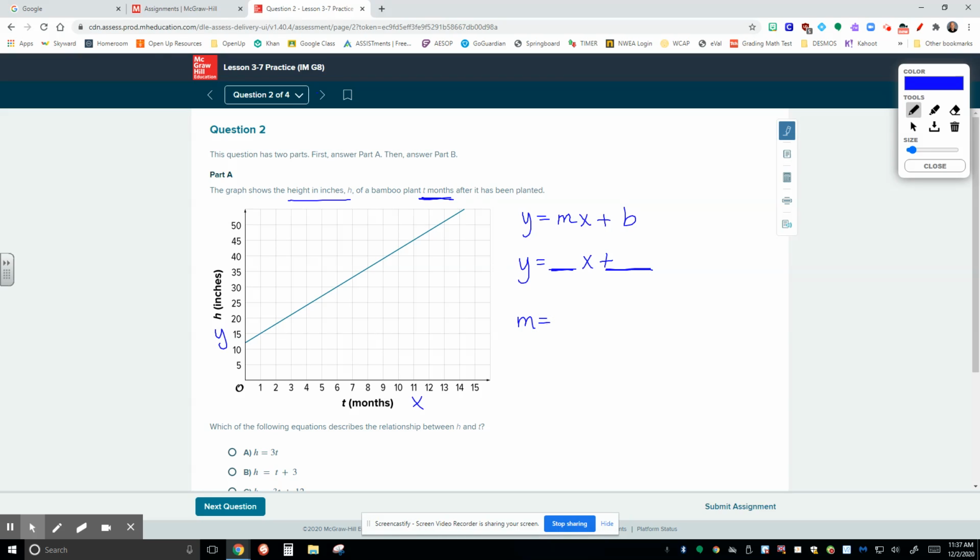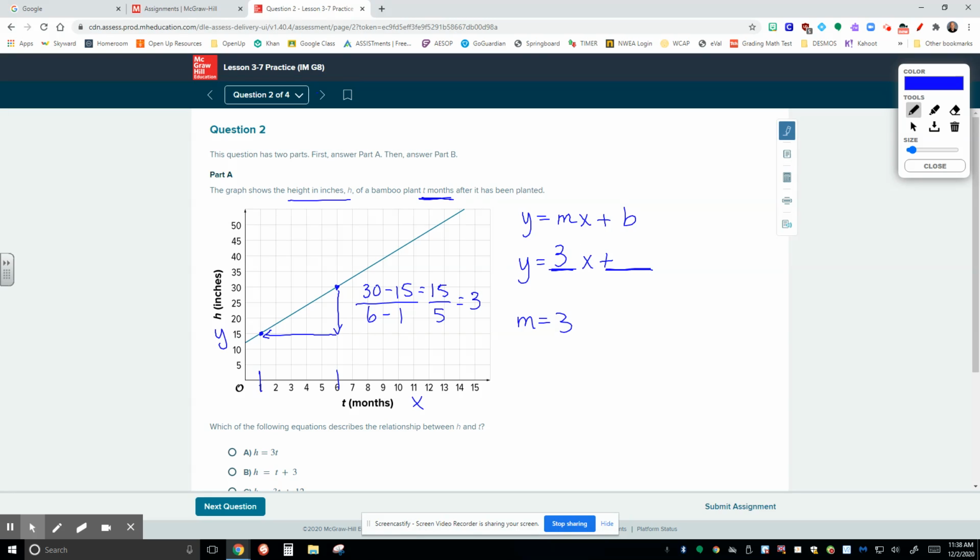M is the slope. So let's go across here and find some integer points. Here's one here. Here's one here. The change in y compared to the change in x. If I come down right here, I'm going from 30 minus 15, which makes my change in y 15. And then I talk about from here to here, I'm moving from 6 to 1. So the difference between 6 and 1 equals 5, which makes my slope equal to 3. And I can substitute 3 in for m.